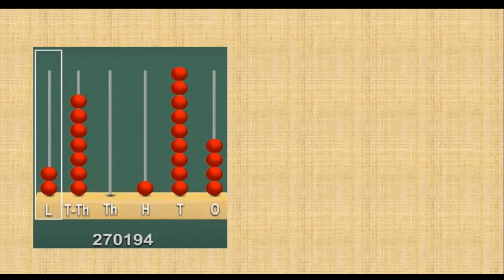The first example being 270,194, which is read as 2,70,194. Here the lakhs place has 2 in it, so the leftmost spike has 2 beads in the lakhs place value. Then accordingly it moves on. The 10,000s place has 7. Then thousands place has 0, so no beads there. Then hundreds place value has 1, so 1 bead. Then tens place has 9, and similarly ones place has 4.